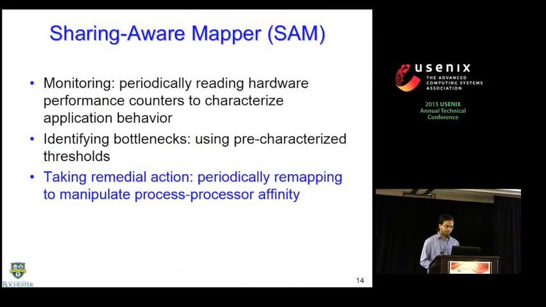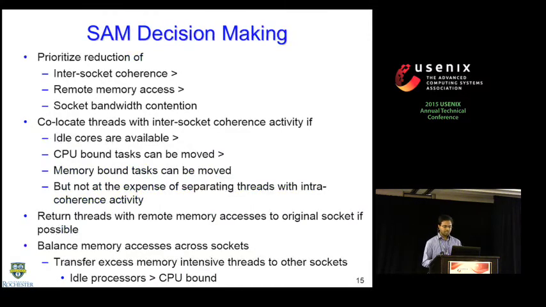So the third part of SAM is a decision-making logic in which we take remedial actions by manipulating process-to-processor affinities. The decision-making logic of SAM prioritizes the reduction of inter-socket coherence activity over the reduction of remote memory accesses, which then has a higher priority compared to balancing bandwidth.